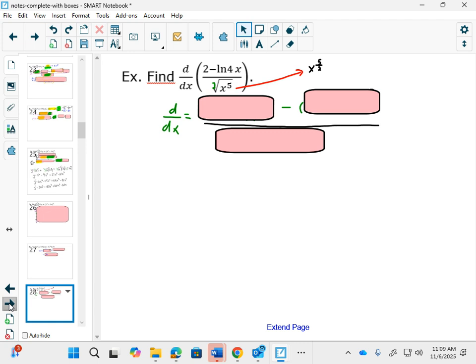So here, I have a quotient rule. What am I going to do with the quotient rule? I'm going to keep the bottom the same, so I'm going to keep that square root of x to 5. Multiply by the derivative of the top. And when I do the derivative of the top, the derivative of 2 is 0.